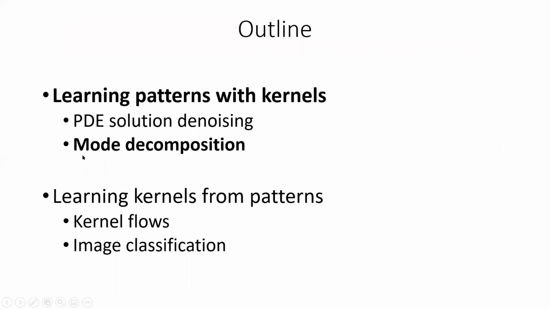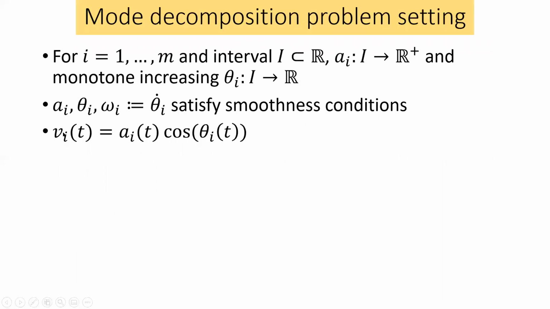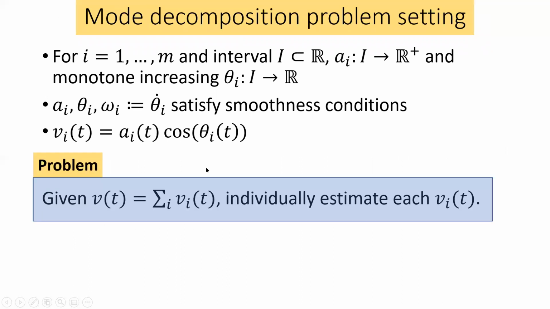Okay, so moving on, we're going to discuss the signal mode decomposition problem. Each mode is defined as a nearly periodic trigonometric signal, the instantaneous amplitudes of which are smooth. The instantaneous phase is smooth, as well as its derivative, which is called the instantaneous frequency. And the question we ask is, if we observe a sum of these modes, how can we individually estimate each one of the modes?